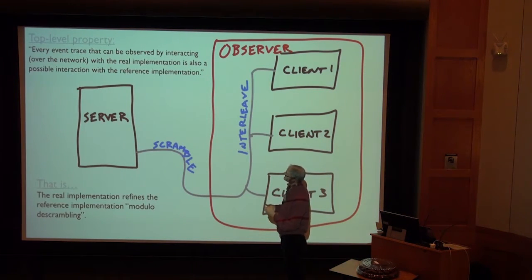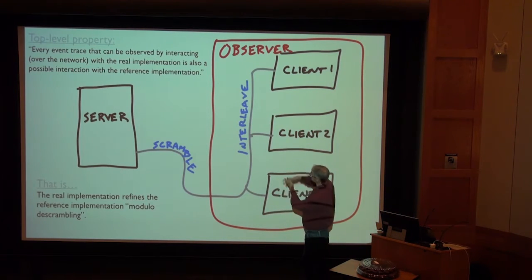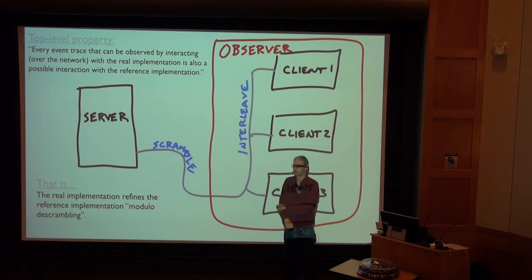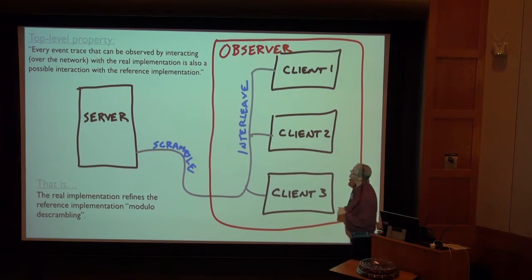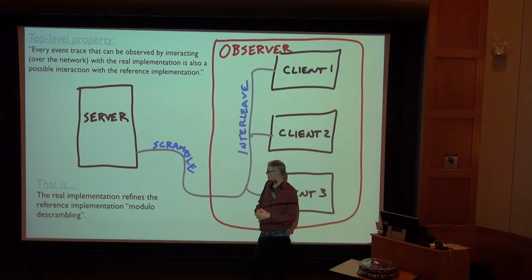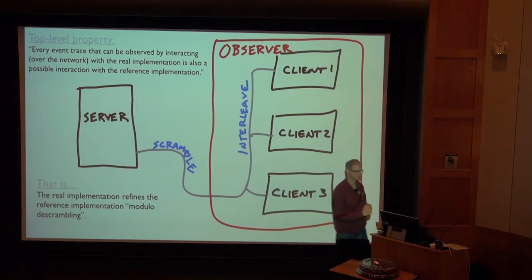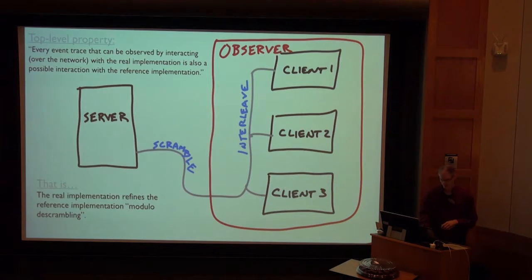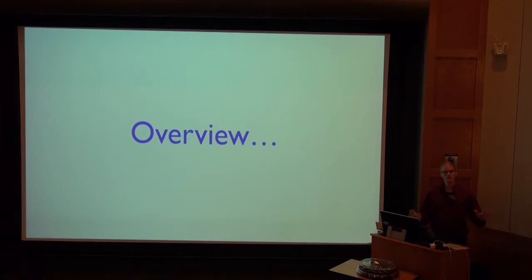So what we want is that every trace of events that can be observed over the network by a bunch of clients interacting with the real implementation is also a possible interaction that's allowed by the reference implementation. That is, that's this notion of the real implementation refines the reference implementation modulo descrambling the scrambling that happened on the network. Okay, so that was the big picture.